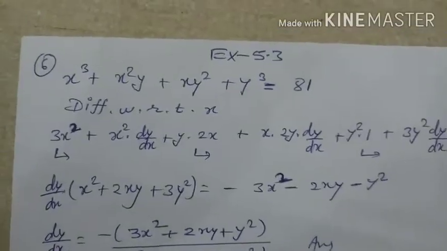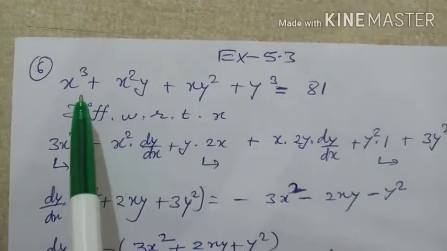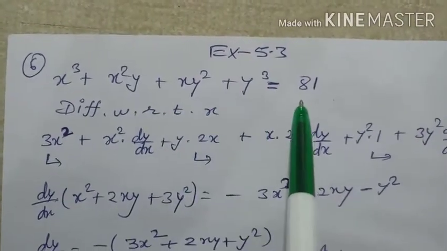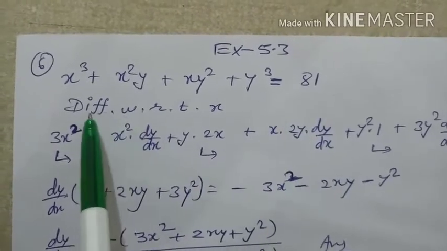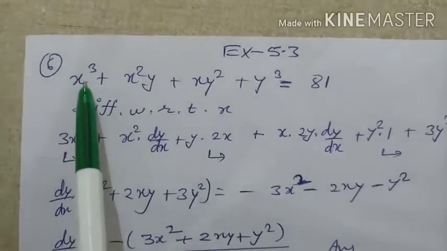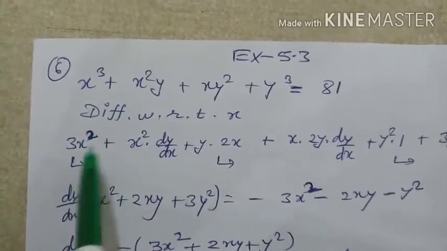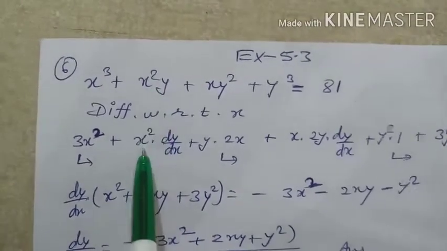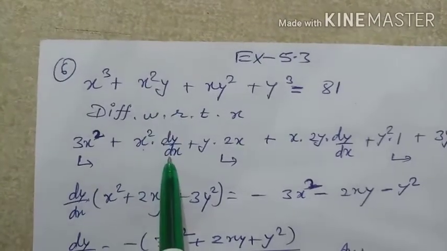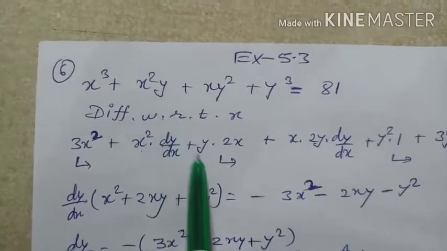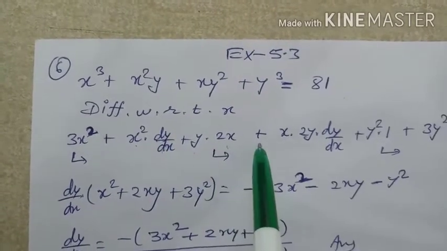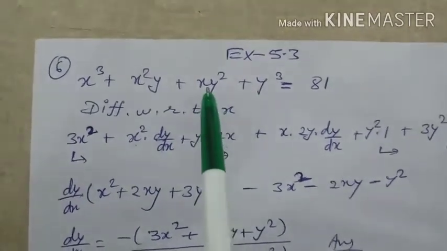Now question number 6. x cube plus x square y plus xy square plus y cube, which is equal to 81. So differentiate with respect to x. So differential of x cube is 3x square. Now here we will use product law. First function x square as it is, differential of second, it means dy upon dx. Now second as it is, it means y as it is, differential of first, that is 2x. Plus here once again we will use product law.